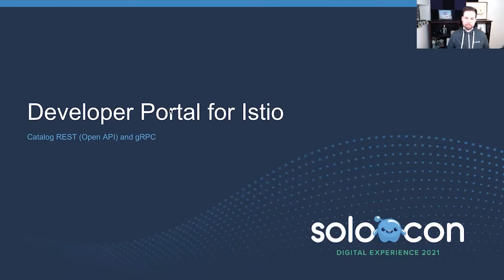In this talk, we're going to be talking about the developer portal for Istio, the Glue portal. We're going to be talking about cataloging your REST and gRPC APIs as well.